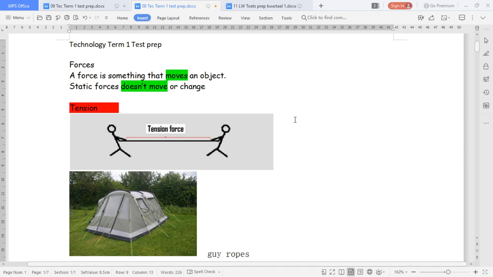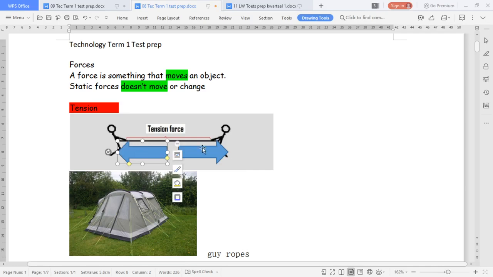Alright, so let's have a look at the first one. The first one is tension. So let's say, this picture here is of two guys pulling a rope. So there's tension in the rope. The one guy's pulling from the one side and the other guy's pulling on the other side. So the forces are moving in opposite directions, and it makes the rope more tense.